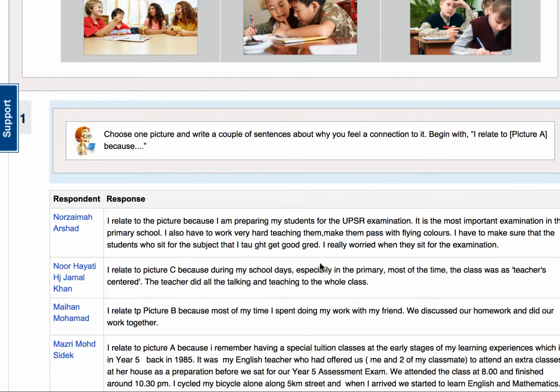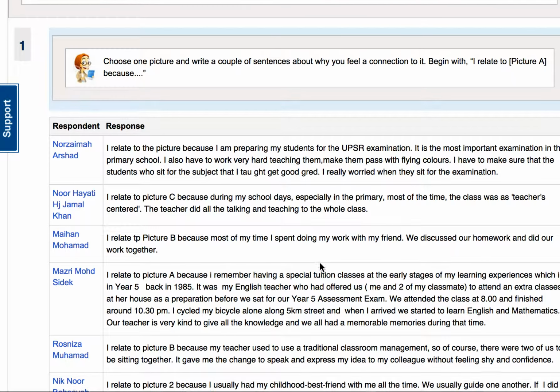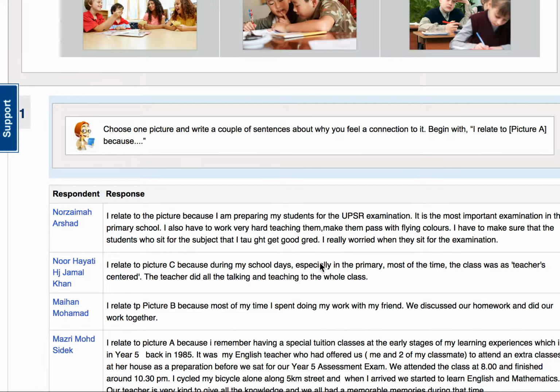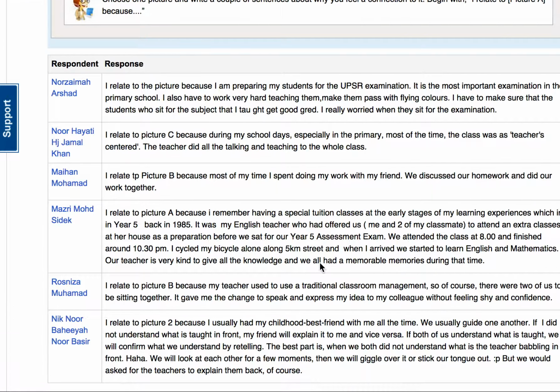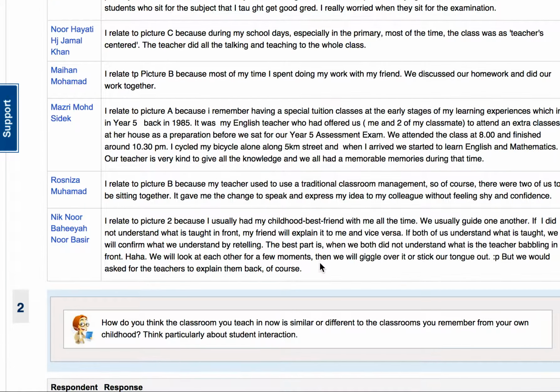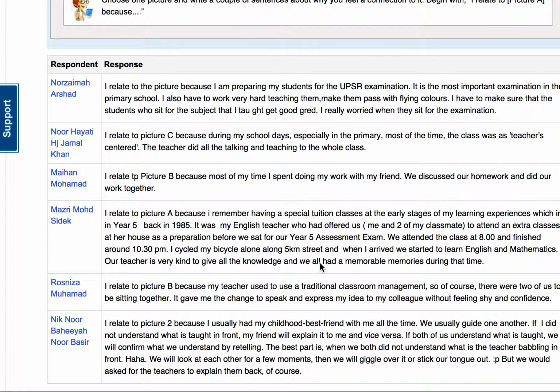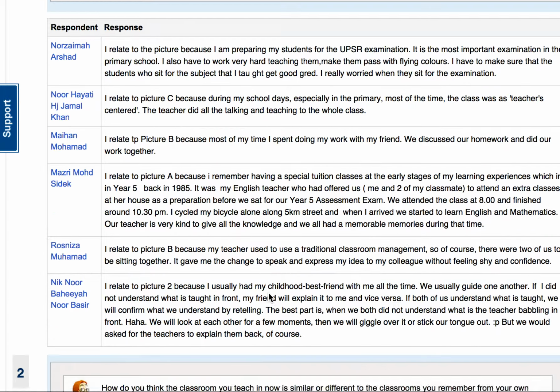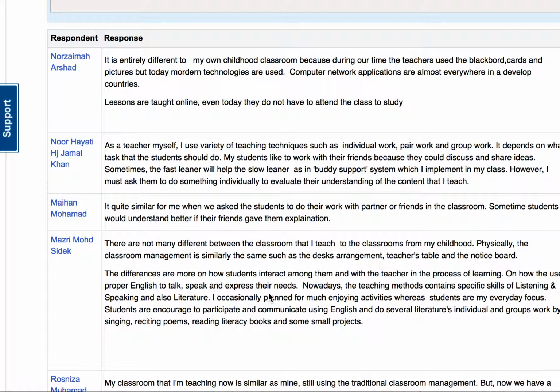Now, a majority of you related to the pictures of working in pairs or in groups, and you also say that this is not very different to your own teaching nowadays. Although, as Masri says, even though the classroom layout doesn't look different, actually there might be a different approach to teaching. But physically, the classroom management is similar, the same. You have the same desks, probably the teacher's table, the notice board, and so on.